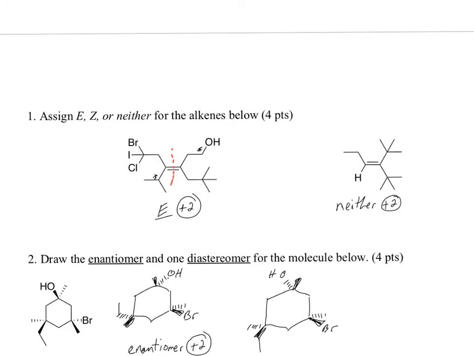You go one bond out at a time. This carbon is bonded to a carbon, 2 hydrogens. This carbon is bonded to 2 carbons and a hydrogen. So actually this wins. It doesn't matter what's out here.